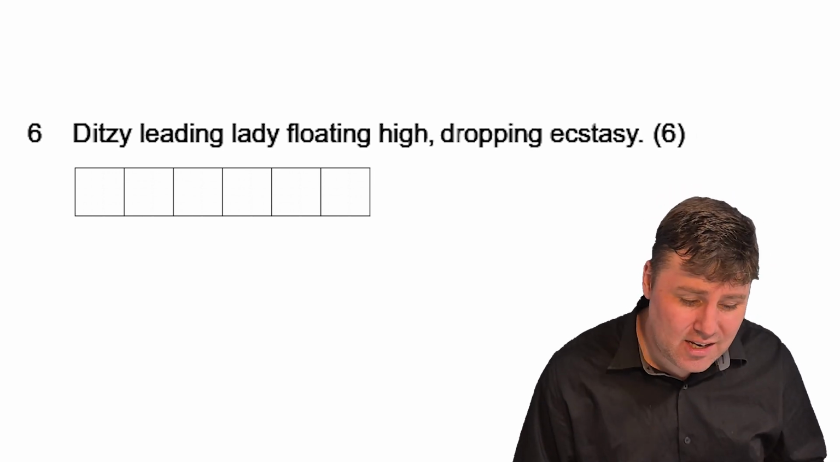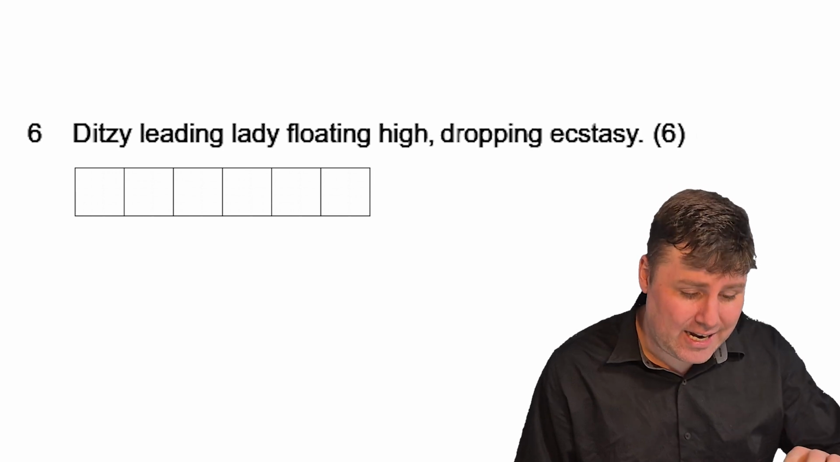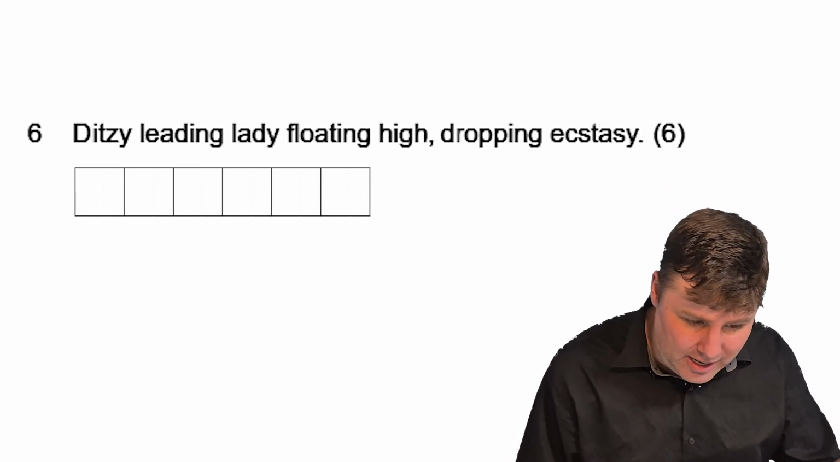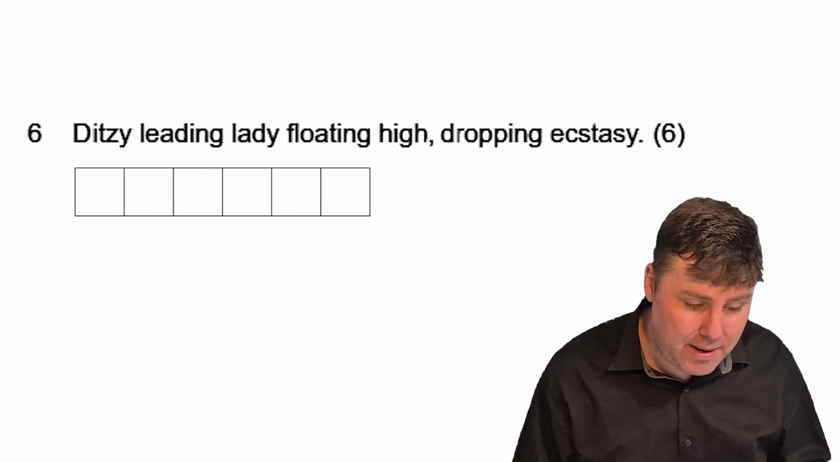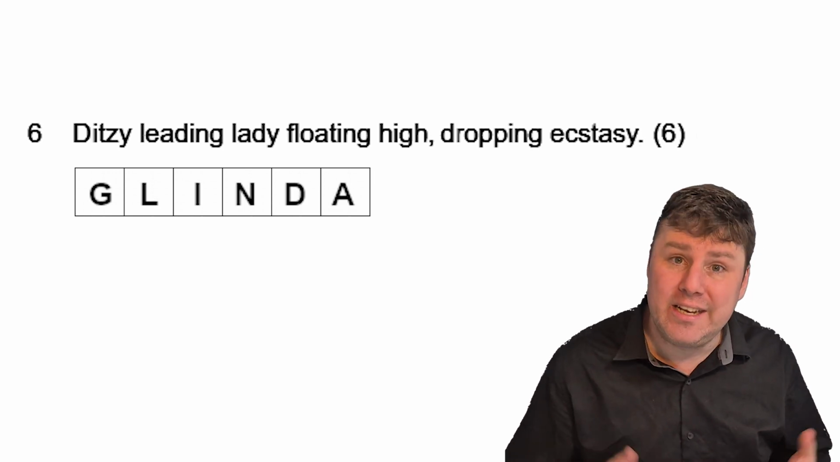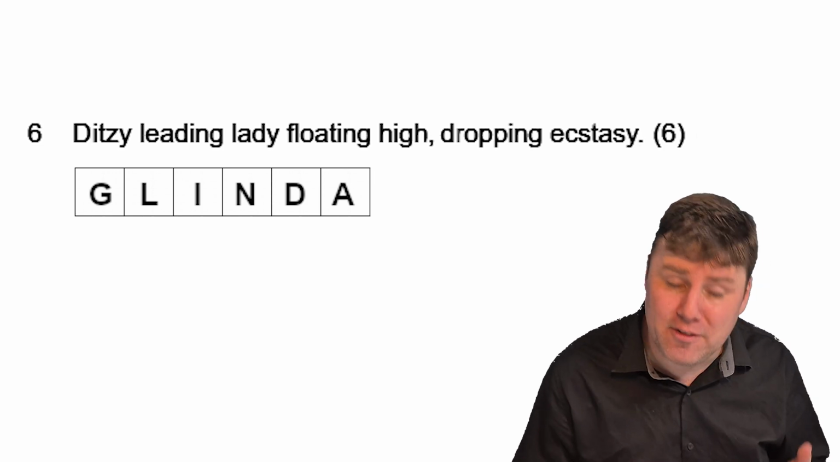Dropping ecstasy, another word for ecstasy is E. So if we drop the letter E out of our anagrammed letters, you'll find that the 6 remaining letters can be anagrammed to Glinda, who can be described as a ditzy leading lady floating high.